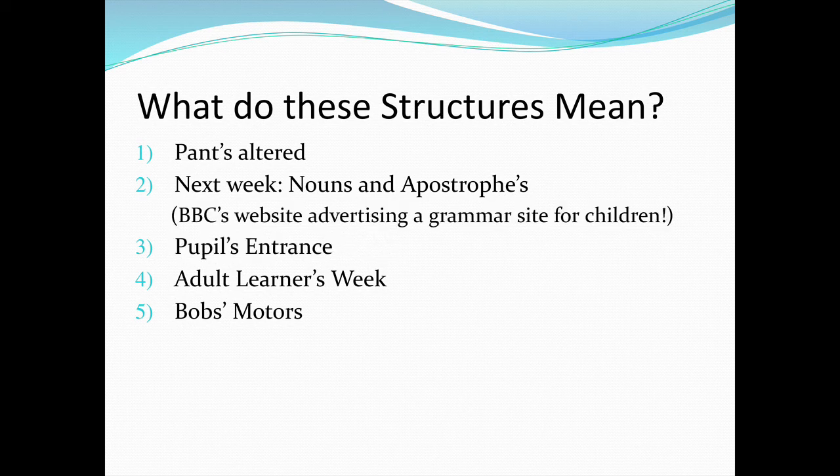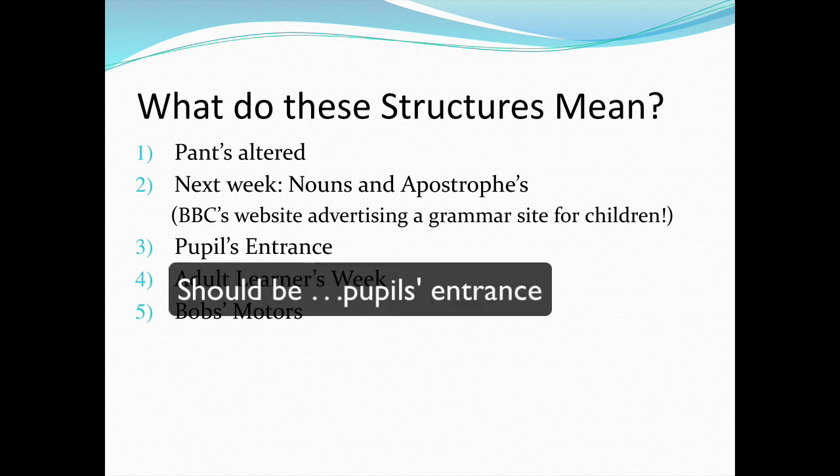All right, the next one, pupil's entrance. Well, from a first glance, what it literally means is one pupil owns that entrance. Now, my guess is that this sign occurs at a school, and that wouldn't be one pupil's entrance, would it? Because that wouldn't make any sense. This is probably the entrance for all the pupils. So what should this writer have done? They should have written the plural word pupils and then put an apostrophe after it.